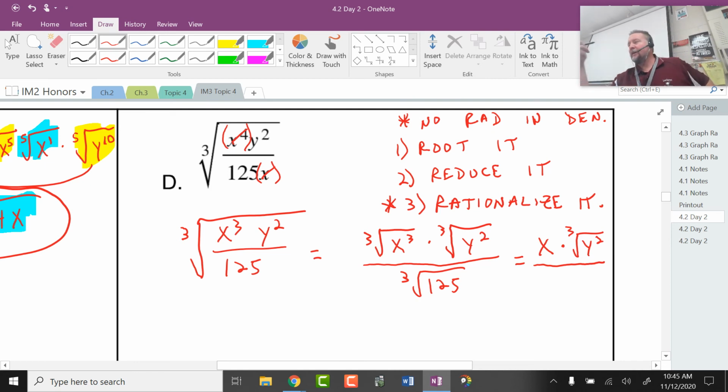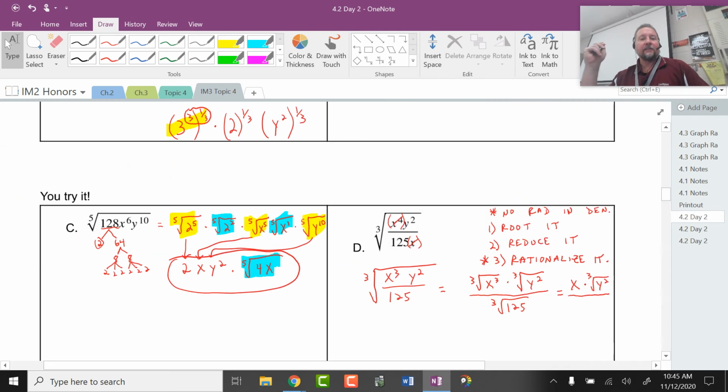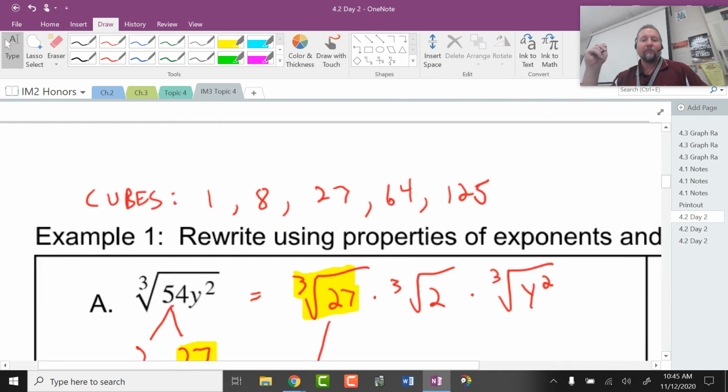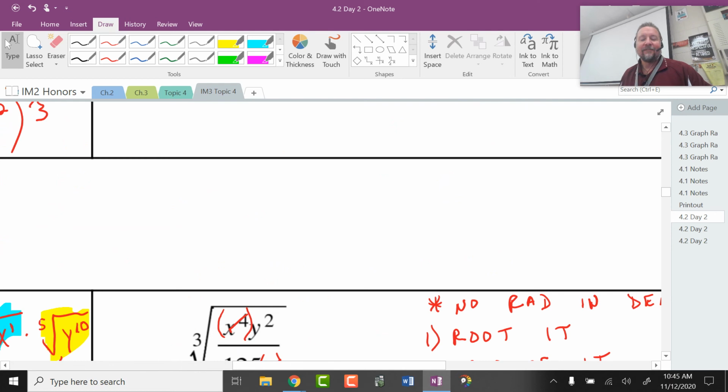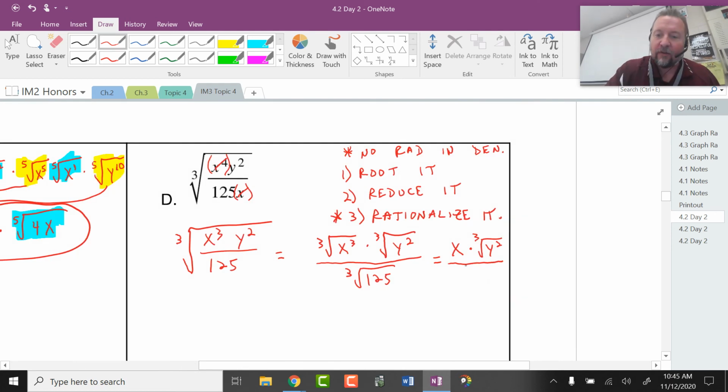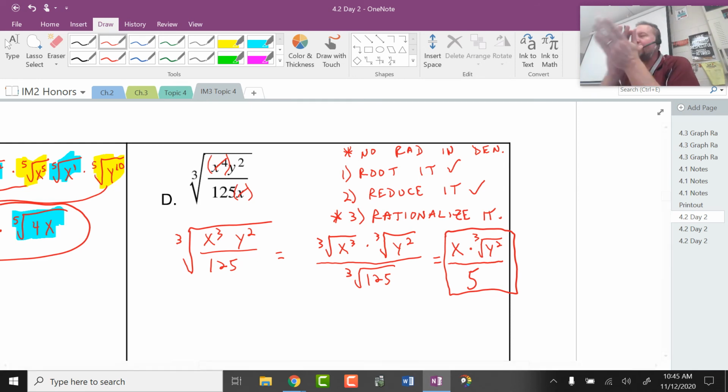What times what times what equals 125? And I actually list that as some of our perfect cubes that we should be aware of up here in the notes. So what times what equals 125? 5. So the cube root of 125 is 5. And then you reduced and then you rooted and you got a fraction that no longer has a radical in the denominator. So you are done. And that's what we need to understand about fractional radicals.